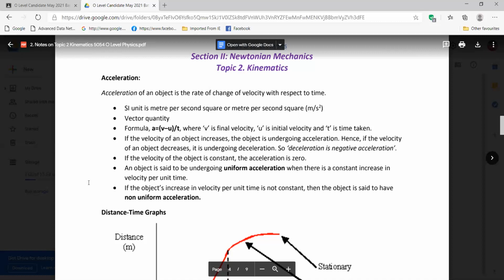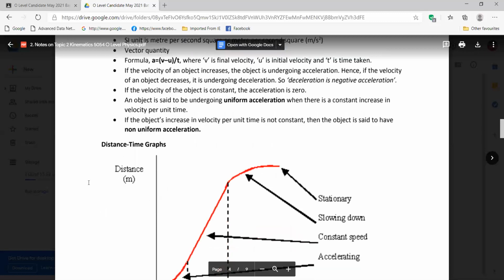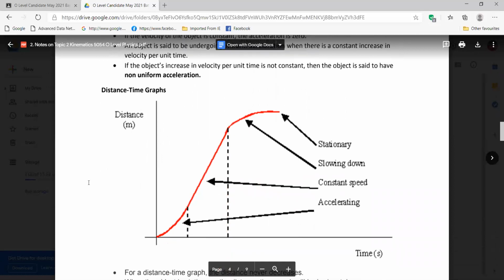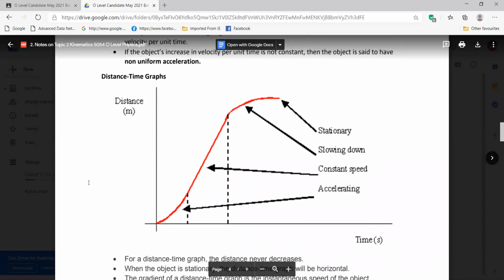Then continue. An object is said to be undergoing uniform acceleration when there is a constant increase in velocity per unit time. Okay, so uniform means same acceleration, right? Yes, sir. That means the rate of increase of velocity remains the same. That time we are saying it uniform acceleration. And non-uniform means the rate of increase of velocity changes, right? Yes, sir.